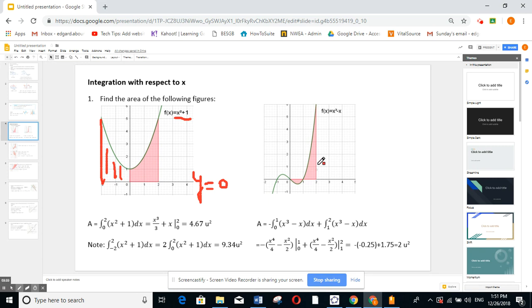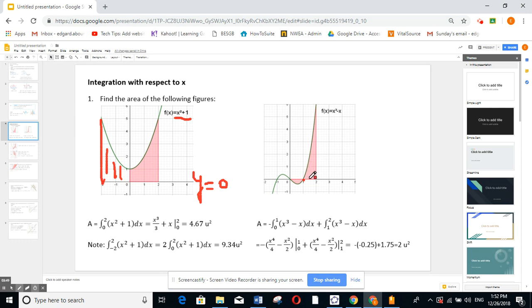Here, I want the area between f of x, this area. You have here f of x, and here you have the x-axis. As you can see, this curve will cut the x-axis at a point. So I cannot do it directly because I'm talking about area. If I'm talking about the integral, okay, no need, I do it directly.